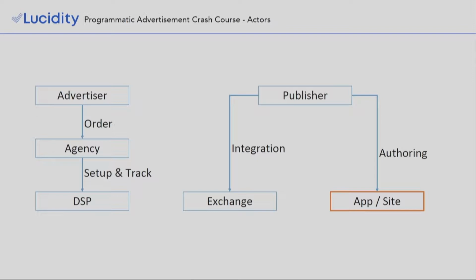And the way that this works is that they will issue an order to an agency. The agency is going to set up a campaign, create the ads, and set up the audiences and everything. And they're going to set up and track this in a DSP, a demand-side platform. So these are the companies that are actually doing the technology-intensive part of the buy side. On the sell side, you're going to have the publisher. This is the person who's actually authoring the apps and sites that you guys use and love every day. And they're also integrating with the exchanges, which are the companies that broker access between apps and sites and the advertisers all the way on the other side.